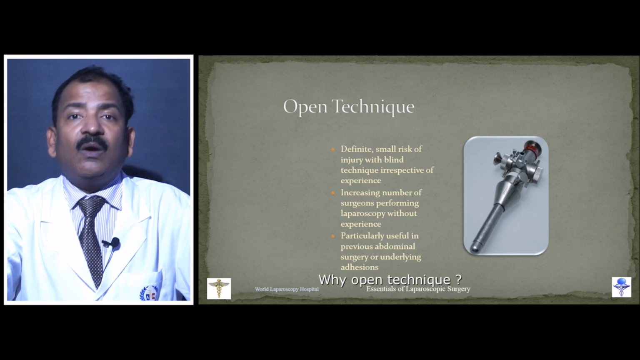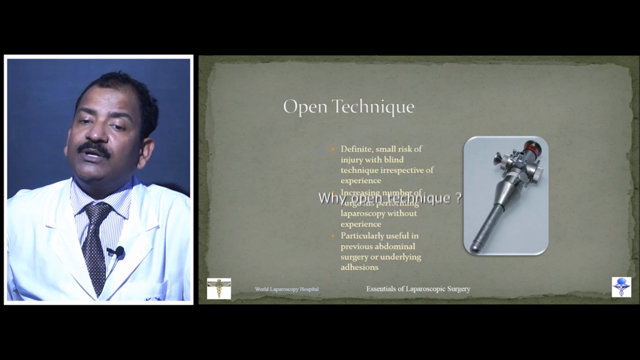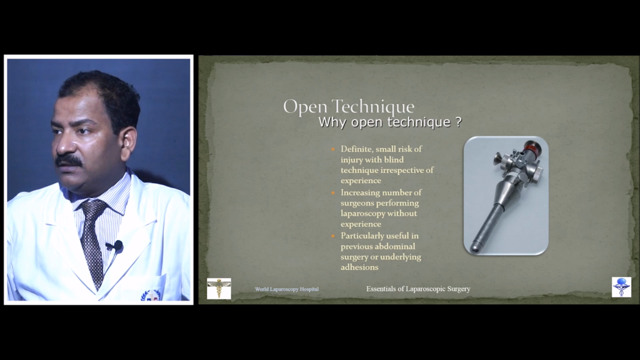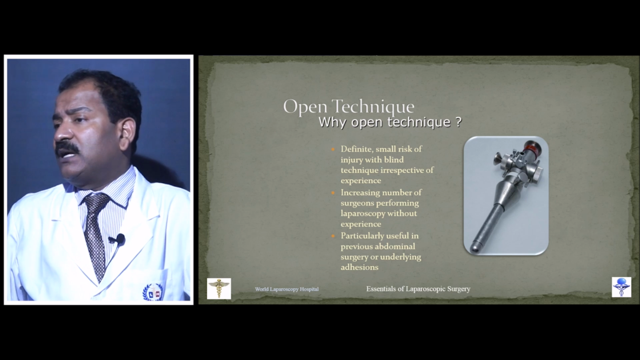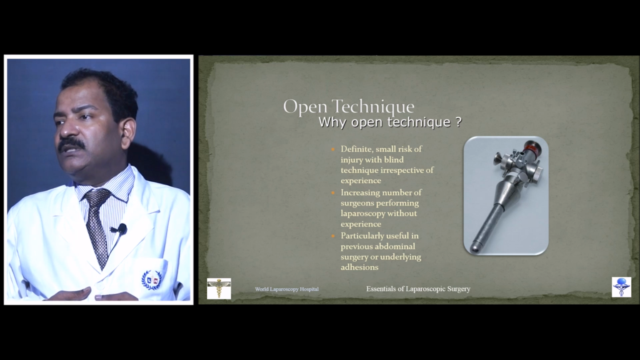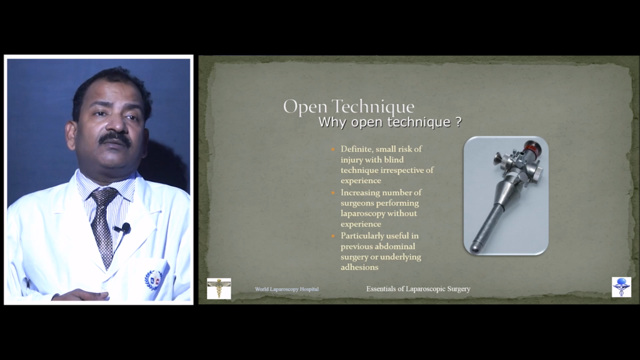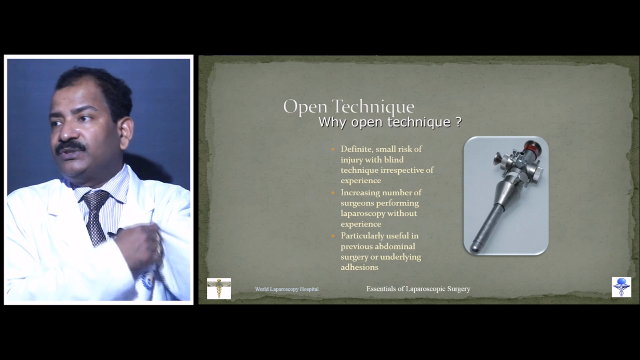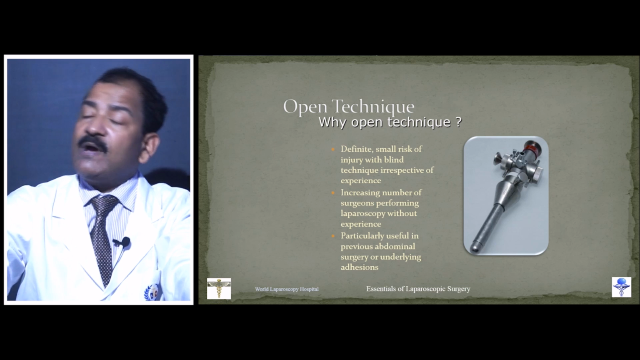Now, open technique. In portal hypertension, umbilical arteries are recanalized and then severe bleeding starts, because whenever portal hypertension happens, all the obliterated arteries of the body get recanalized, and that is why you should not use it. Now, why open technique?